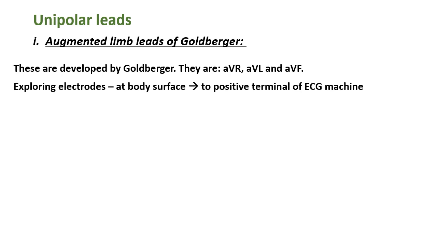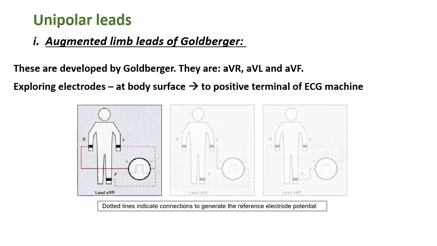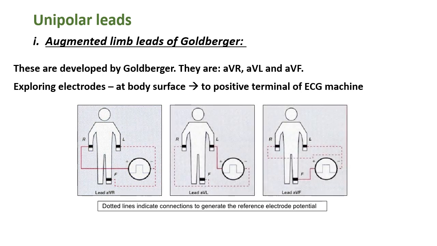How do these leads record the waves? We will learn with an example. While recording AVR, the exploring electrode will be at the right arm, and the remaining two, that is the left arm and left foot, are used as reference electrodes. Similarly, while recording AVL and AVF, exploring electrodes are placed at the left arm and left foot respectively. The right leg is always used as earthing to prevent external disturbances.